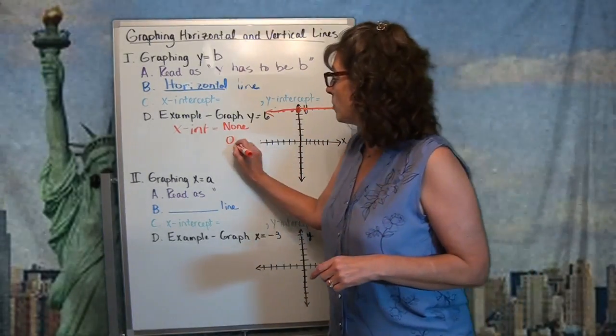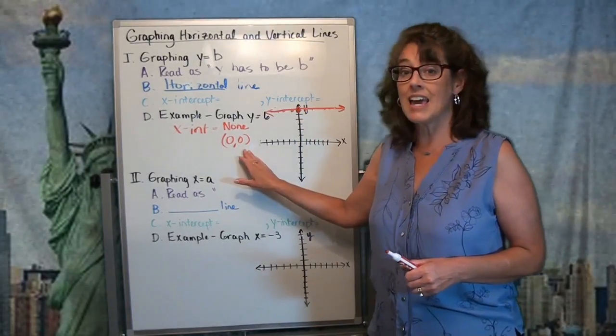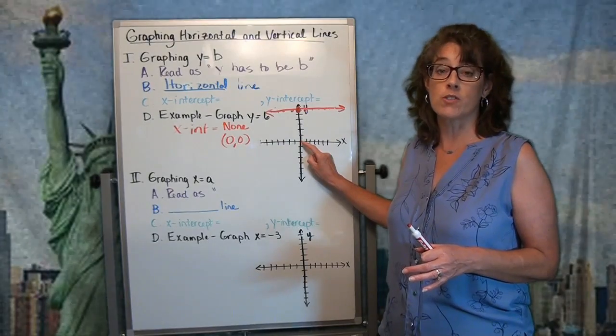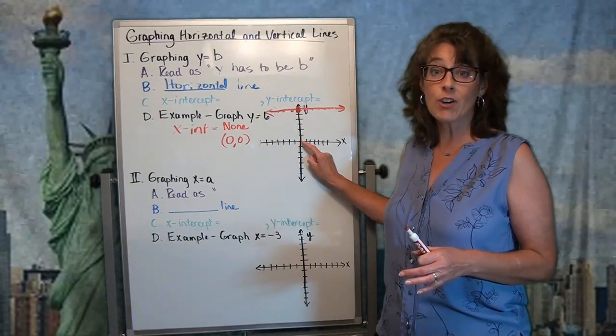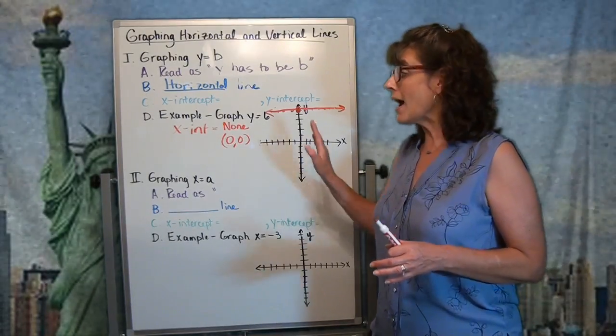Another thing that a lot of people will put is this. But you can't put that either, because this indicates that this point right here, the origin 0, 0, is where the graph crosses the x-axis. And again, you can see very clearly this graph does not cross at that spot. So I cannot list 0, 0.